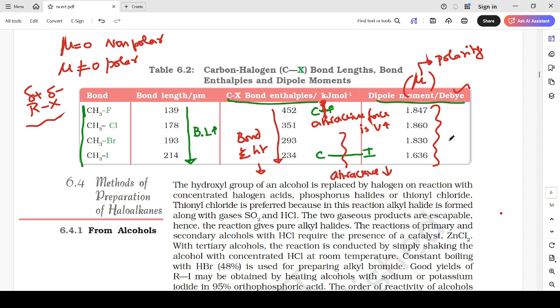Let us look at the trend here. We can find CH3Cl is having more dipole moment compared to CH3F, followed by CH3Br, followed by CH3I.